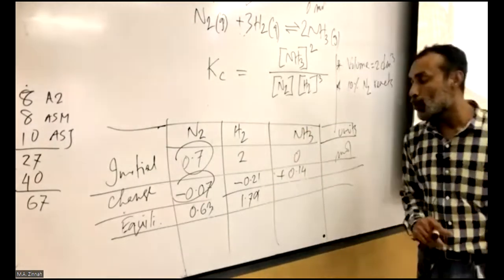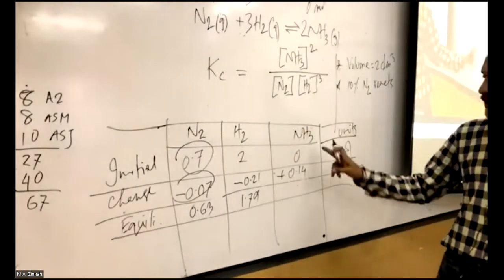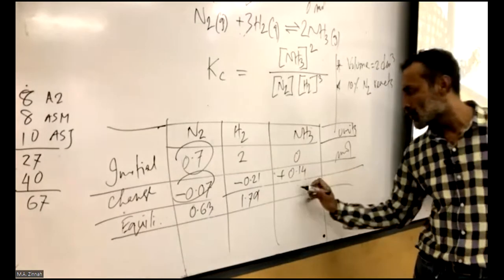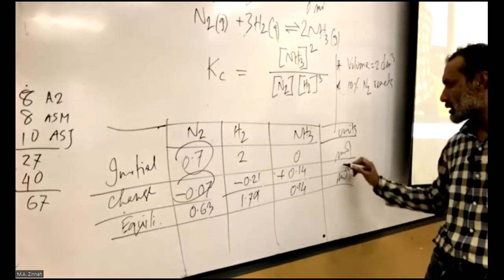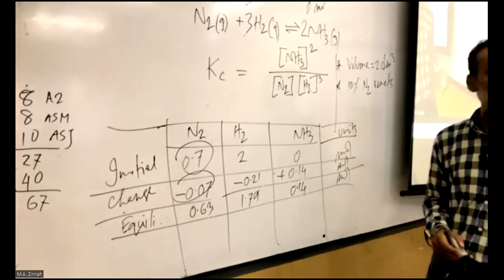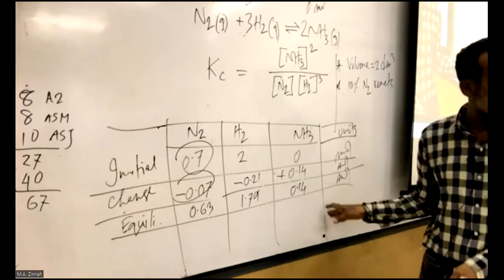And what about the ammonia? Ammonia is produced. This was 0 at the beginning. Now we get 0.14 mole. Understand? Everybody understand? This is also mole. The change is also mole. The remaining mole is also mole. So is this clear to all of you?